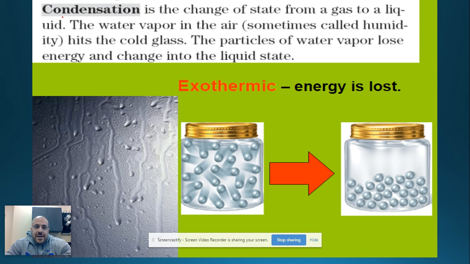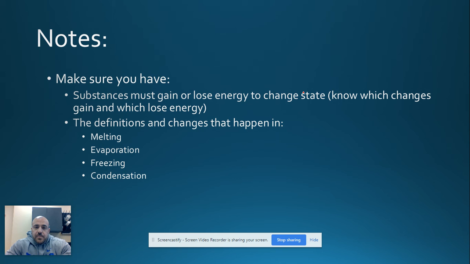Last but not least, condensation is going from a gas to a liquid. And to do that, energy is going to be lost because when we're a gas, we're moving really fast. We have to slow down to the point where we're actually a little bit attracted to each other now, and that's a liquid. So again, energy is lost.